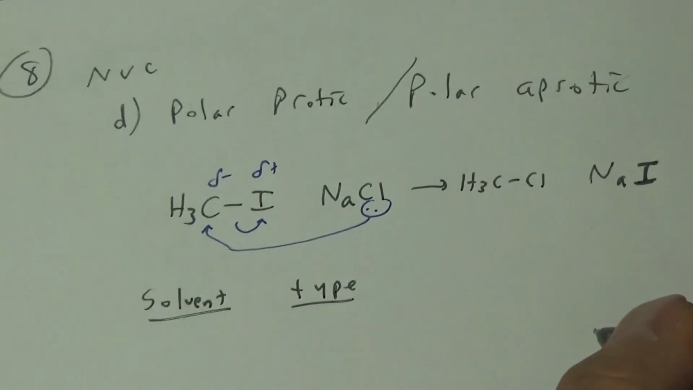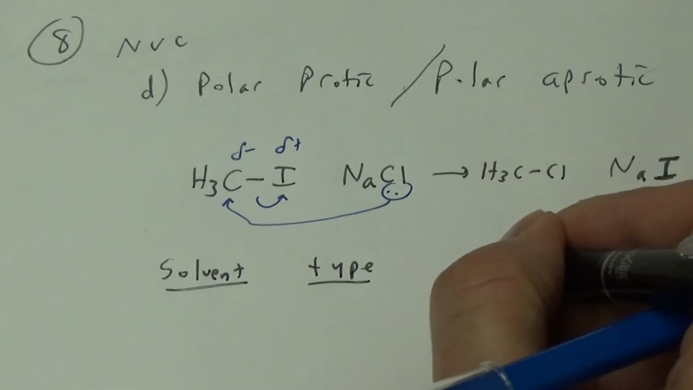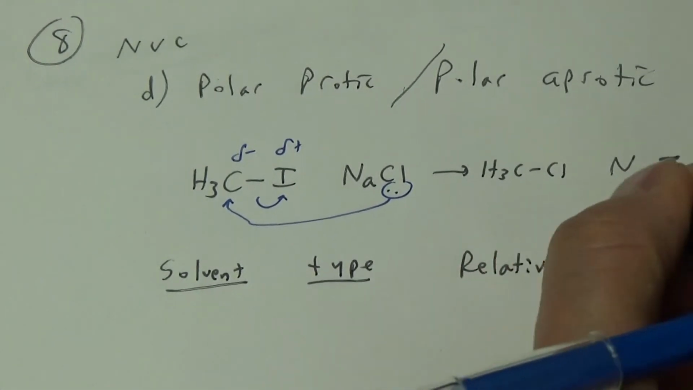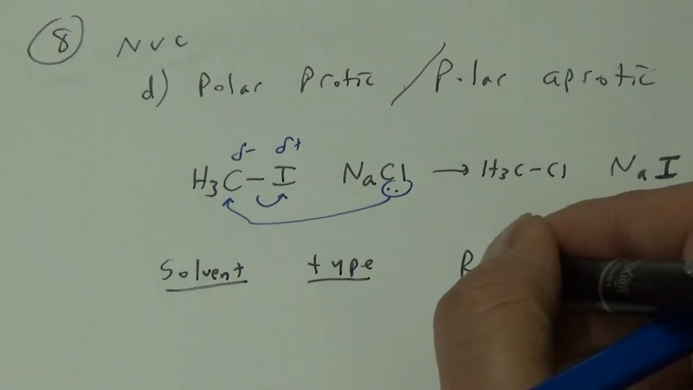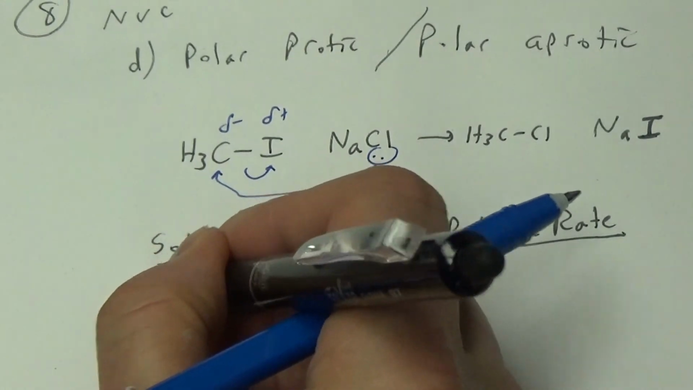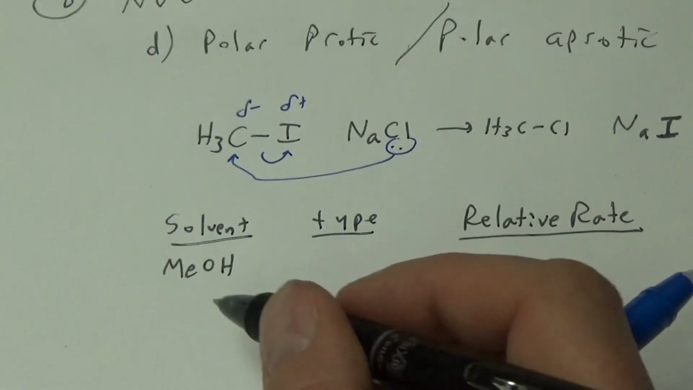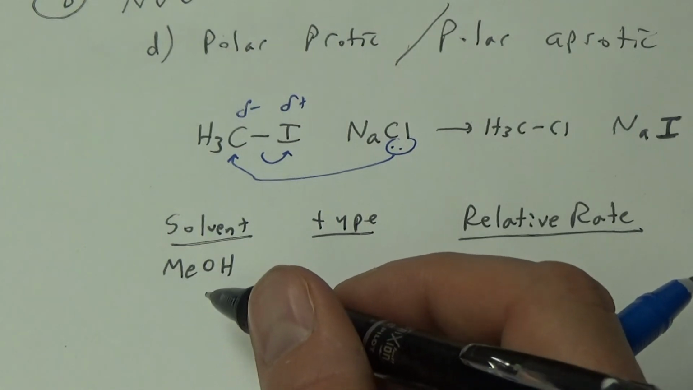And we'll talk about the solvent names and the type of solvent and the relative rate, which means it has to be relative to something, and it'll be relative to the first example. And first example is methanol, or CH3OH, right? CH3OH, MeOH, same thing.